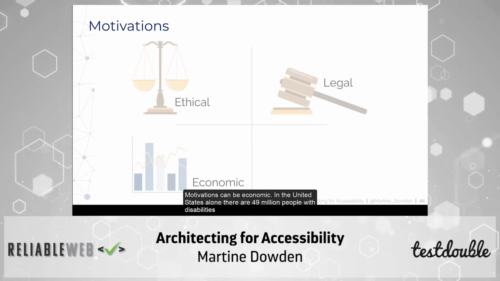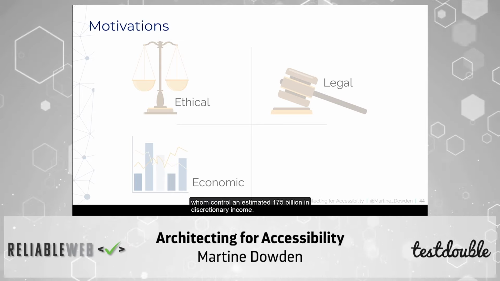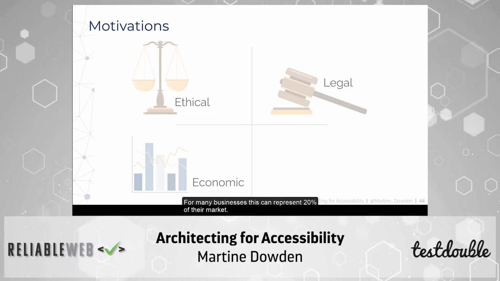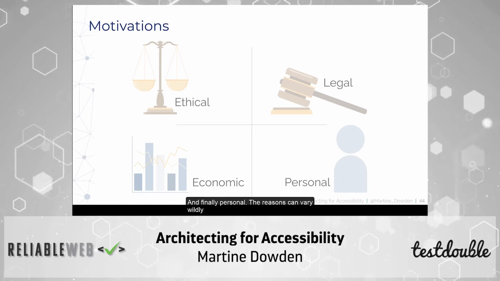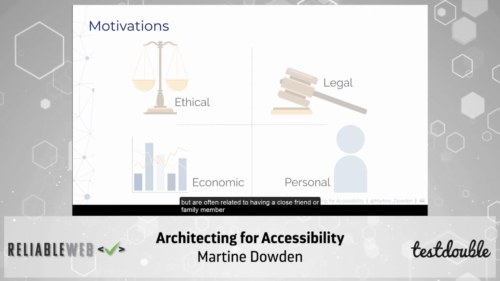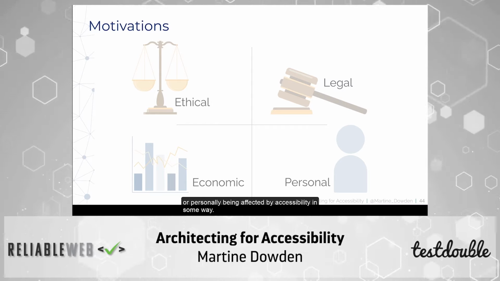Motivations can be economic. In the United States alone, there are 49 million people with disabilities who control an estimated $175 billion in discretionary income. For many businesses, this can represent 20% of their market. And finally, personal. The reasons can vary wildly, but are often related to personally having a close friend or family member, or personally being affected by accessibility in some way. Regardless, it's important that we use positive motivations, such as encouragement and rewards, rather than negative ones like guilt and punishment if we want long-term success.